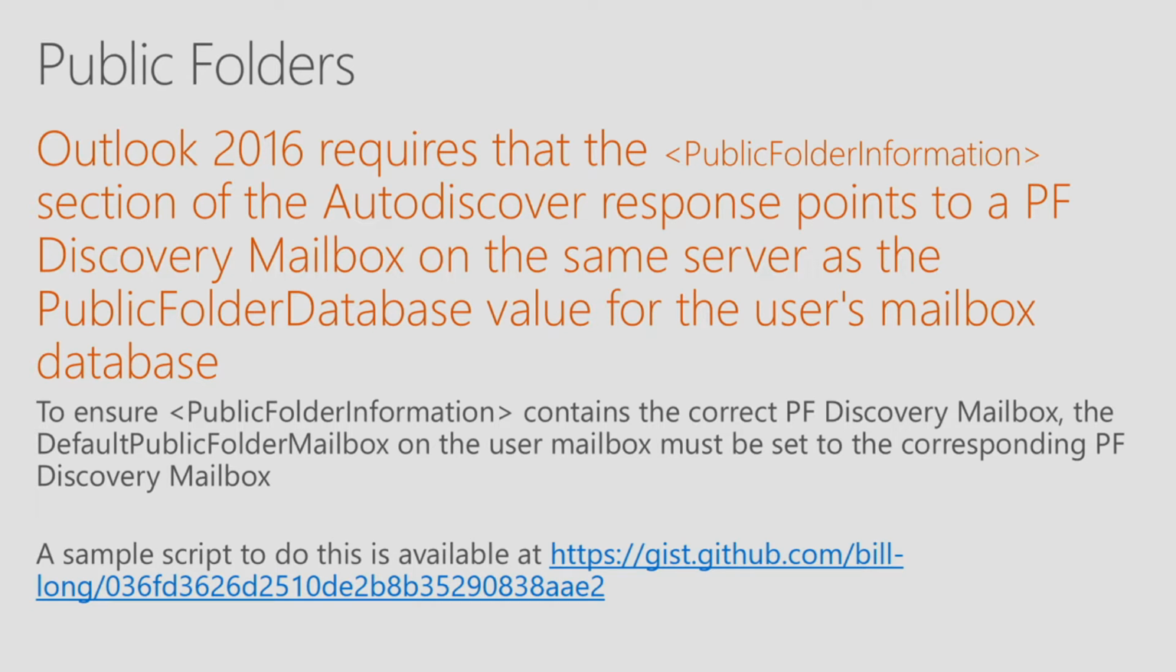Now, fortunately, Bill Long, basically our public folder guru inside of Microsoft, came up with a sample script that is now on a GitHub and available for download. And it will go through and it will make all the correct configuration changes so that the public folder information section does have the correct information in there. That information will then get passed to Outlook, and Outlook will be able to connect to the public folders. But if you don't do that, you're going to run into issues where Outlook cannot connect to public folders if you're in that specific mixed scenario. If you're in a uniform scenario, everyone's 2013, everyone's 2010, everyone's 2016, you won't have a problem. But in a mixed environment, there are specific configuration changes that are required.